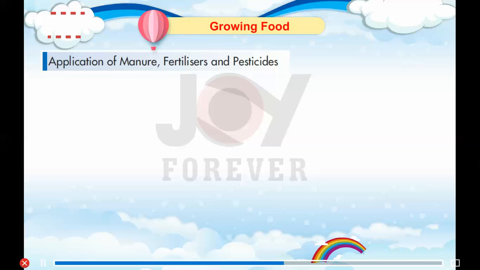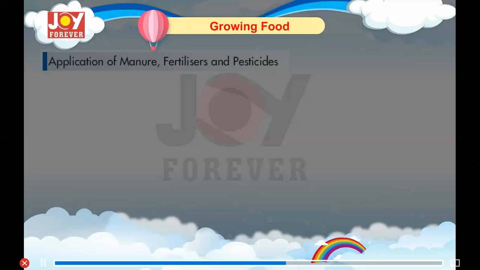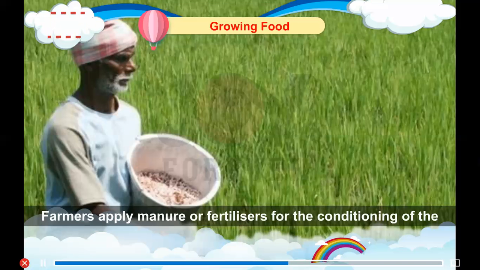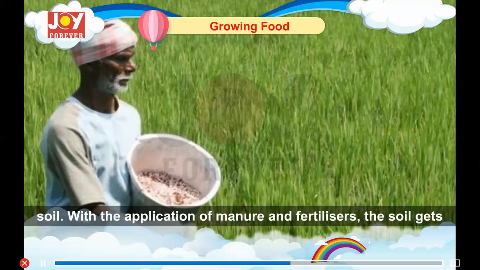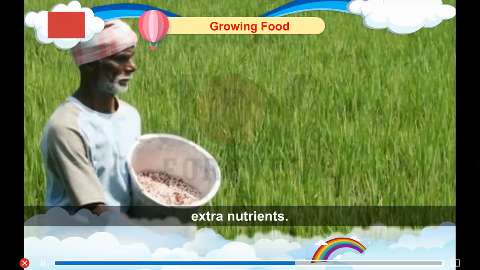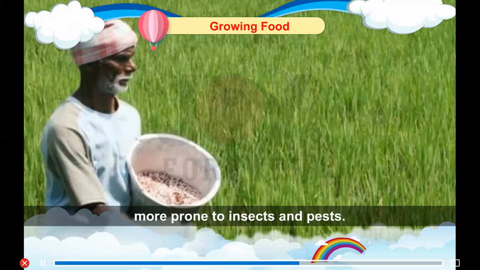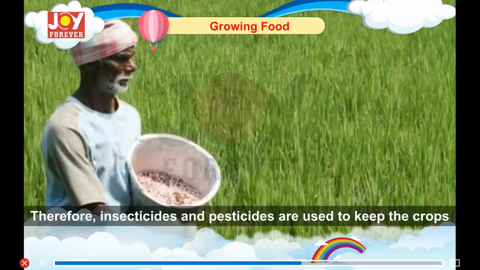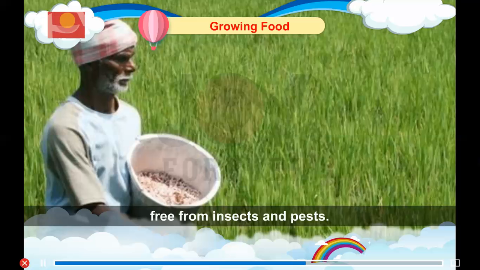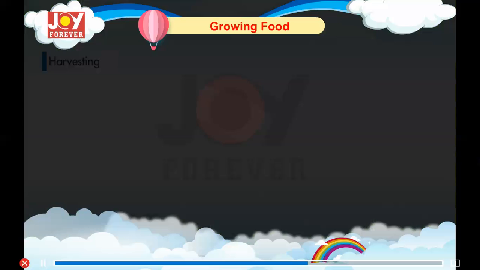Application of manure, fertilizers and pesticides. Farmers apply manure or fertilizers for conditioning of the soil. With the application of manure and fertilizers, the soil gets extra nutrients. As the seeds and crops grow, they are more prone to insects and pests. Therefore, insecticides and pesticides are used to keep the crops free from insects and pests.